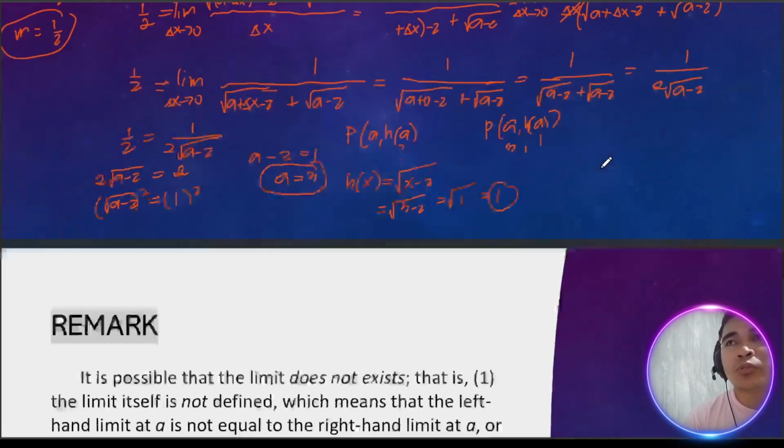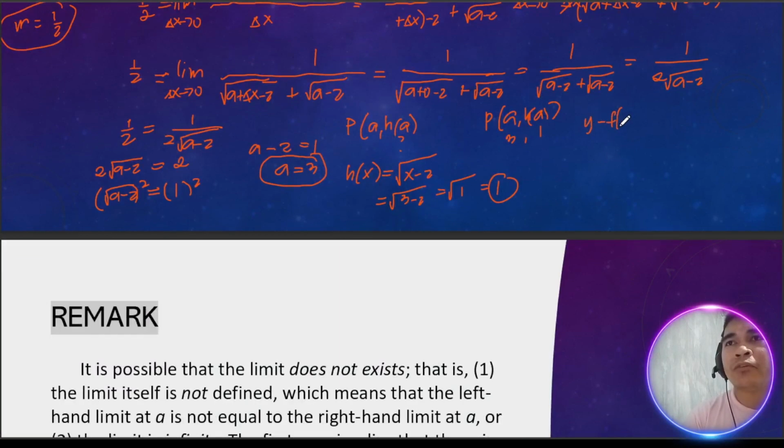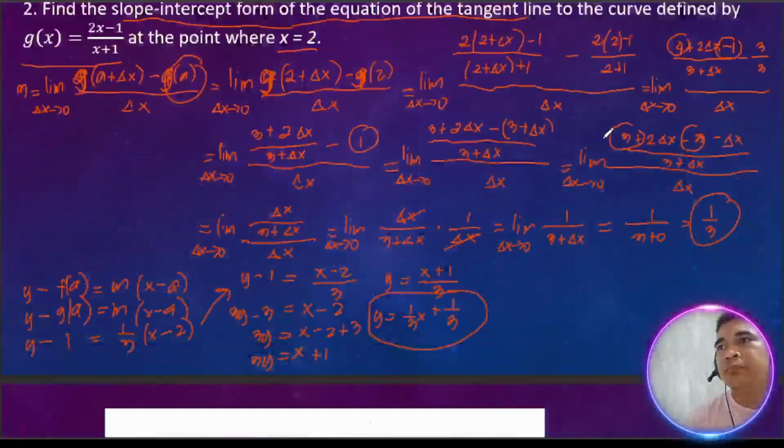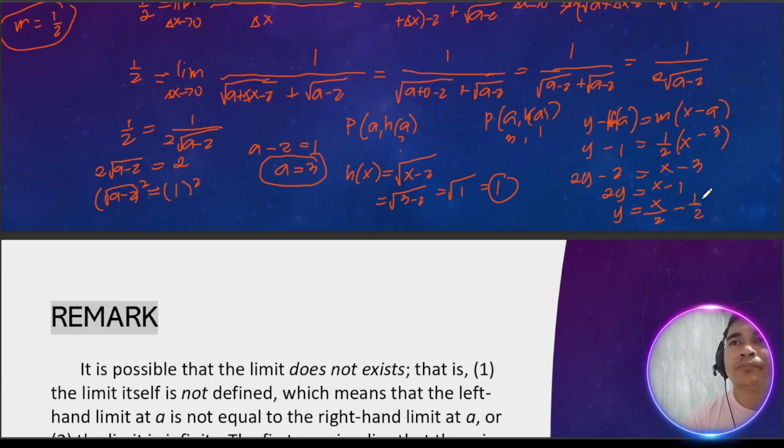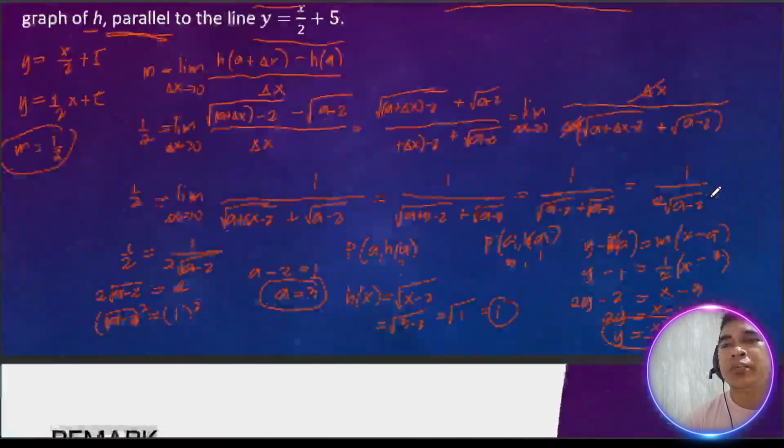So we can now apply our equation of the tangent line, which is y minus f of a equals m times x minus a. Then substitute. Our f of a is, rather h of a is 1, minus, our slope is 1/2 times x minus a, which is 3. So simplify. We got 2y minus 2 equals x minus 3. So here we have 2y equals x minus 3 plus 2. So we get x minus 1. Divide: y equals x over 2 minus 1/2. So this is our equation of the tangent line.